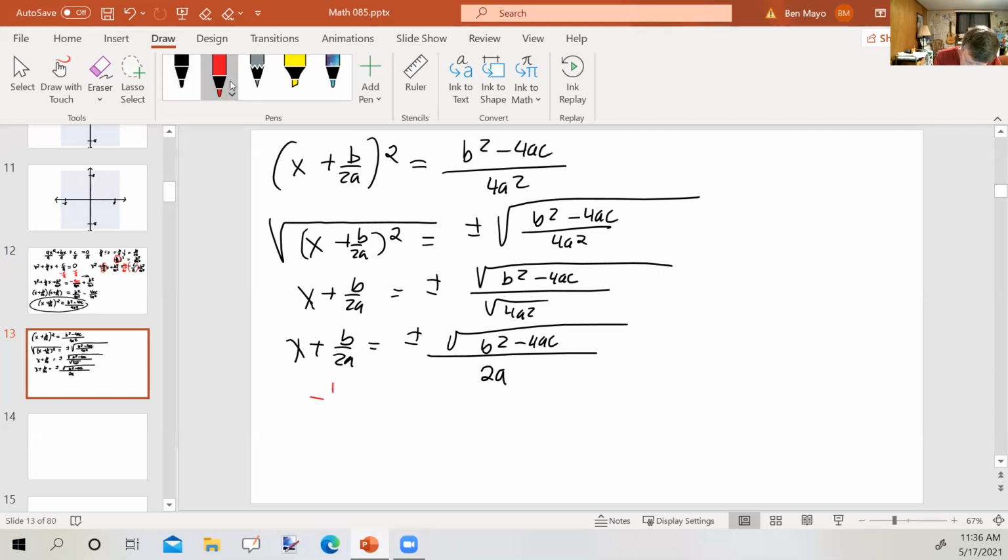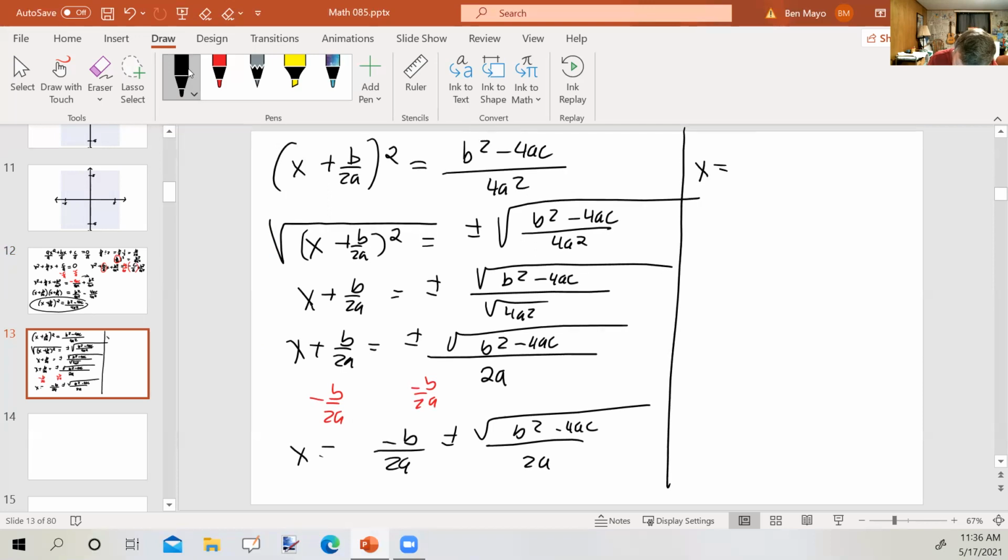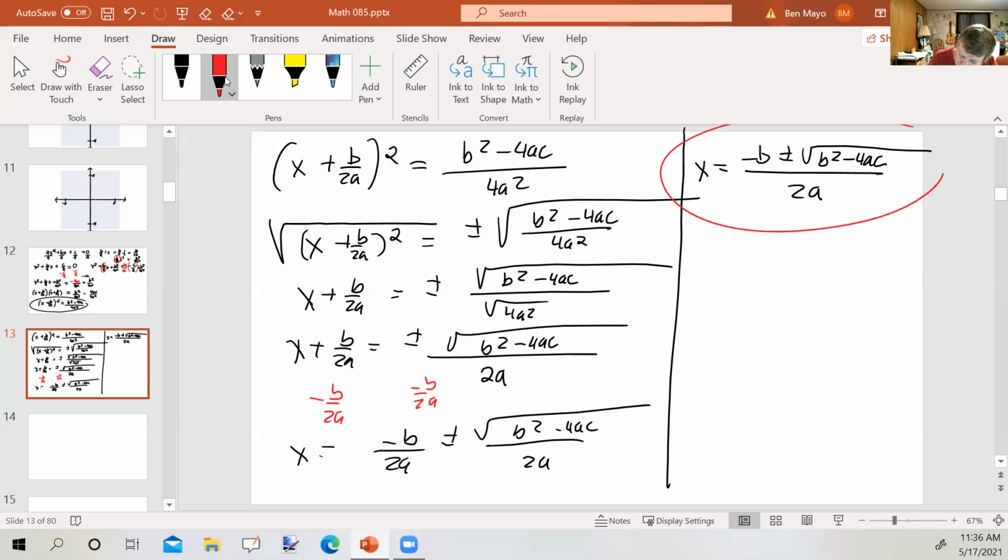I'm now going to subtract b over 2a from both sides. So x equals negative b over 2a plus or minus the square root of b squared minus 4ac all over 2a. But notice that both terms on the right side of the equation have the same denominator. So I could rewrite this whole thing like this. X equals negative b plus or minus the square root of b squared minus 4ac all over 2a.